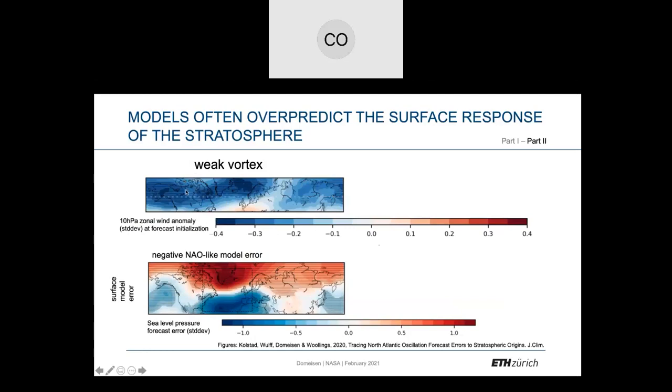So basically, whenever we have a weak vortex, this is now in the ECMWF model, then we end up with an overprediction of the negative NAO. The model is like, oh, there's a sudden warming, I need to put a negative NAO in the troposphere. And it does that, but often it's too confident in what it's doing.